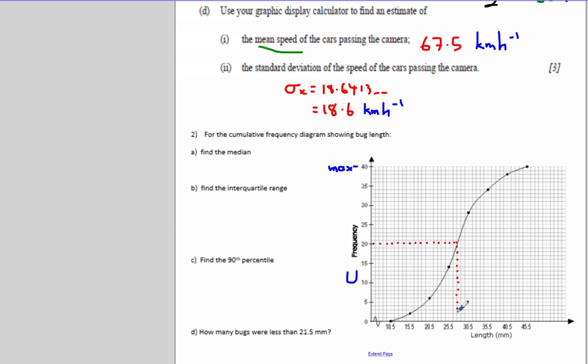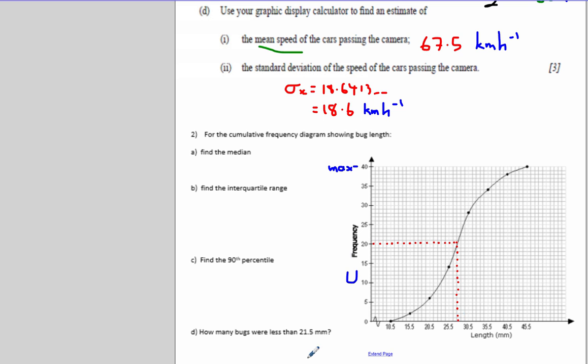The answer to this is meant to be 25. What have I done wrong? So it's gone 10.5, then it goes up by 5, 15.5 plus 5 plus 5 is 25.5. So I think it should be 26. So let's just say mine was a bit off. I should have kind of gone more across like that and down there.